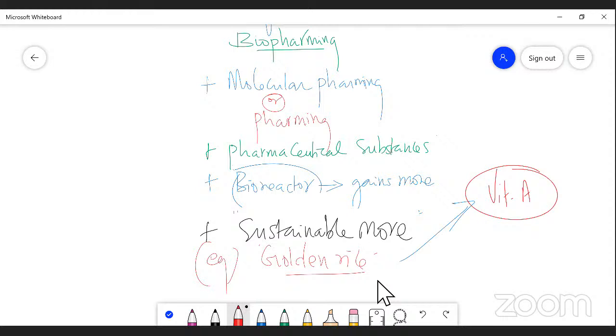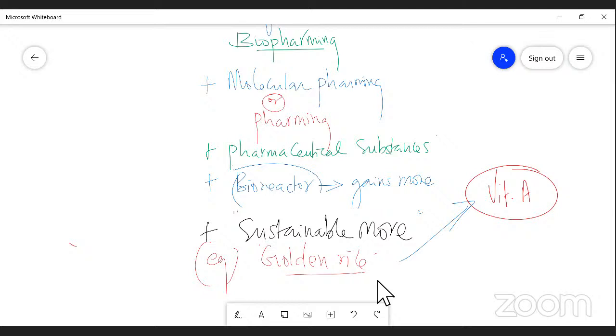Now, vitamin A deficiency causes no blindness nowadays because the gene is inserted and vitamin A is enriched by the insertion of the carotenoid gene, which is extracted from a daffodil plant and inserted into Oryza sativa, the rice. That's why golden rice is a suitable example for biofarming, because these pharmaceutical substances are produced by using a bioreactor. So this is simply something about biofarming.